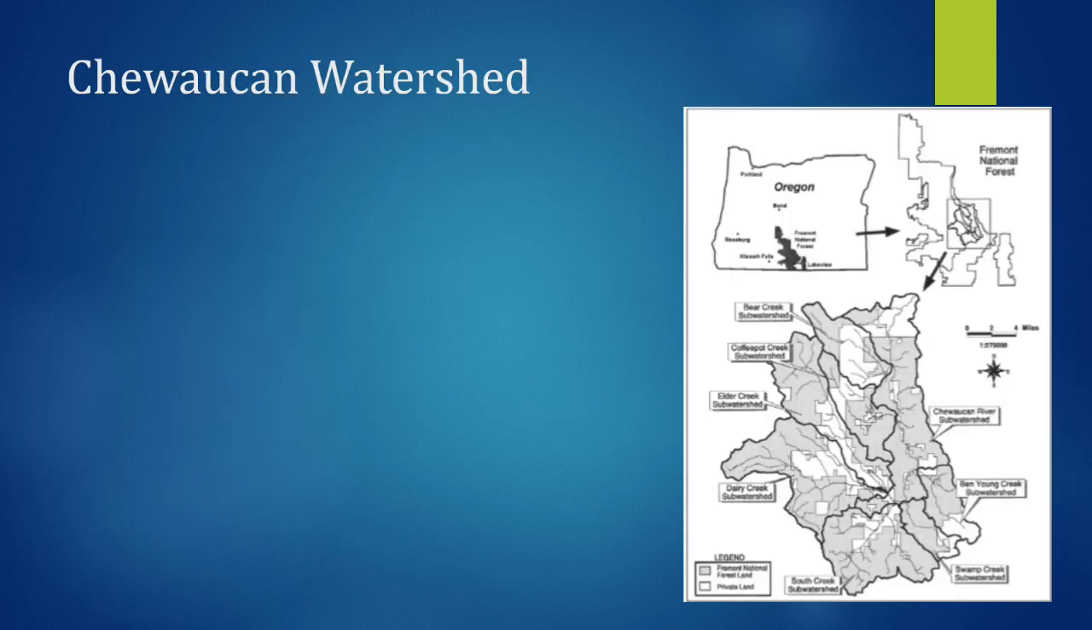The Chewaucan Watershed is located in western Oregon and Washington, encompassing the Fremont-Winema National Forest. This area is dominated by ponderosa pine, lodgepole pine, and white fir, with dozens of smaller streams and rivers.